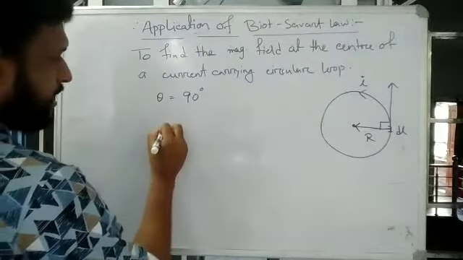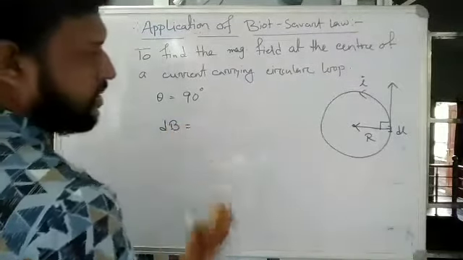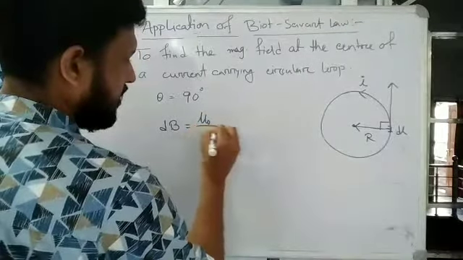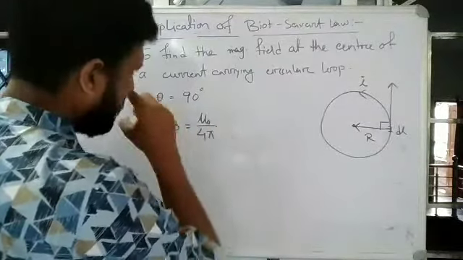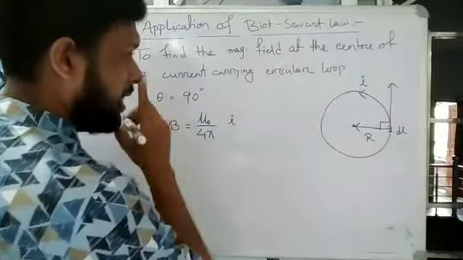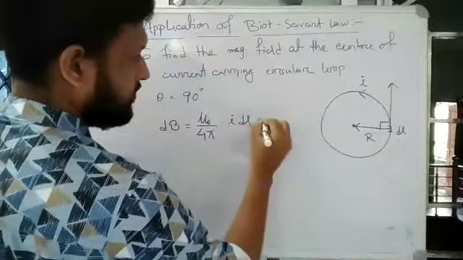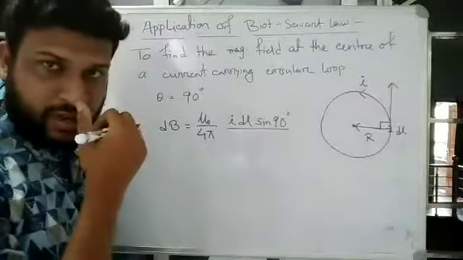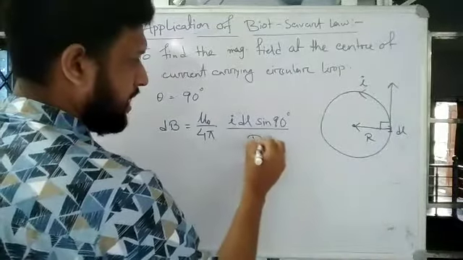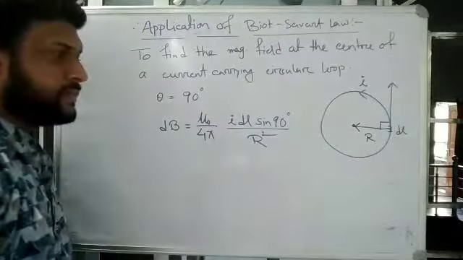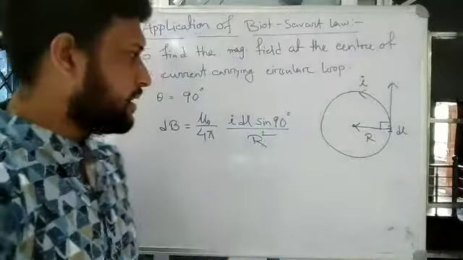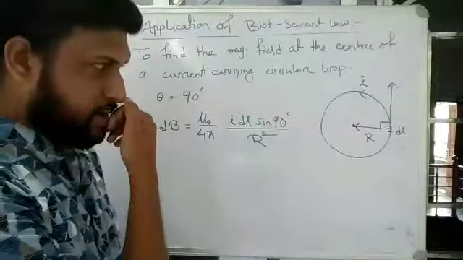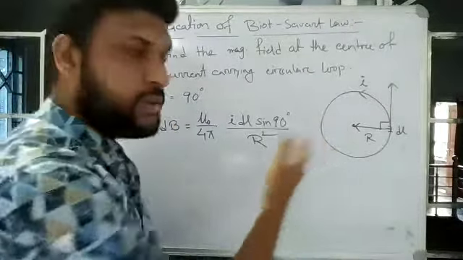So what will be the magnetic field? The magnetic field dB for this small line element dl will be mu0 by 4 pi, I dl, sin 90 by distance square. What is the distance here? This is capital R. Is this part clear to everyone? I have just applied the Biot-Savart law for this particular case.